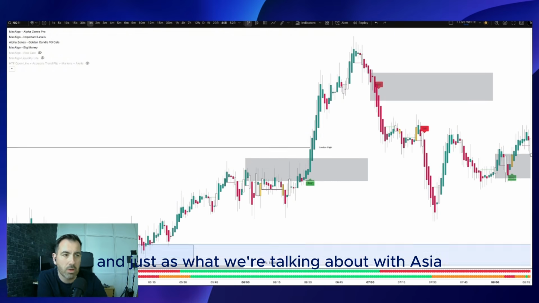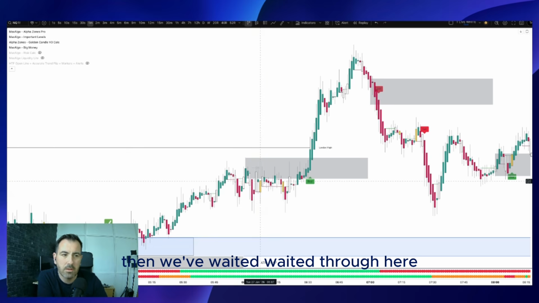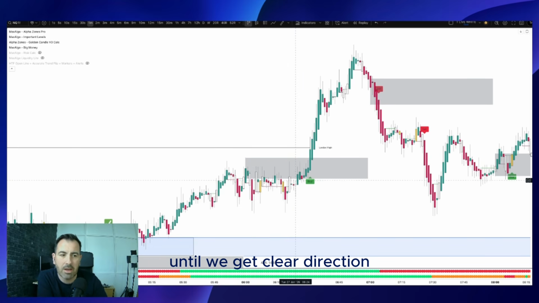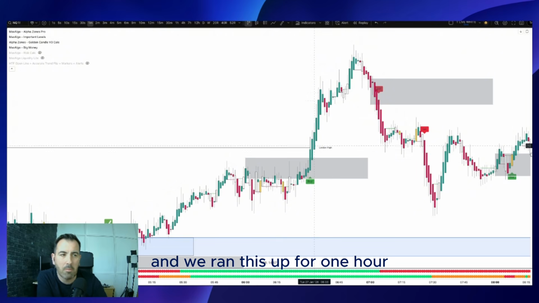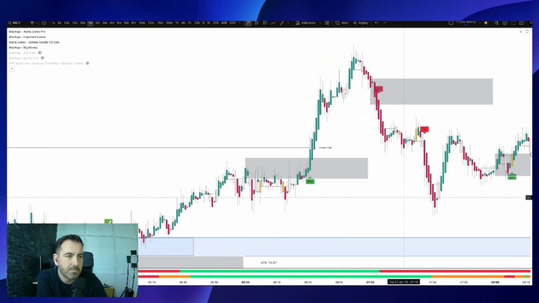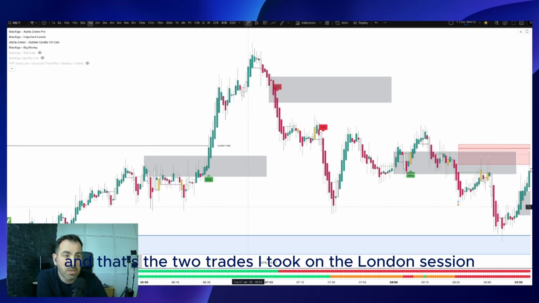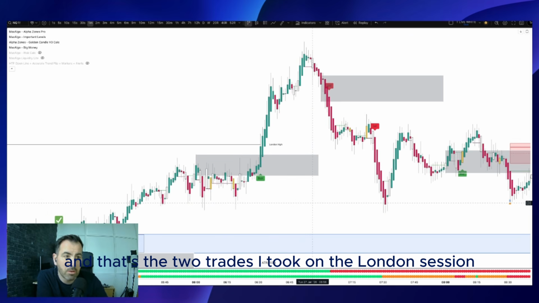And just as what we're talking about with Asia, we've waited through here until we get clear direction that we're going to close above. We've had a buy signal above, and we ran this up for 1 hour. And that's the two trades I took on the London session.